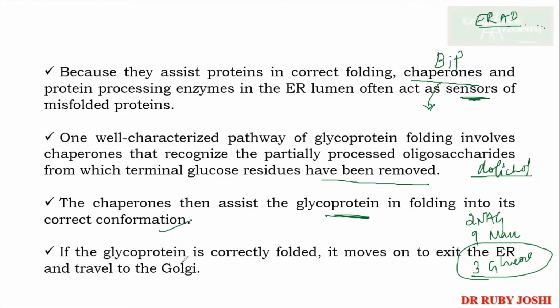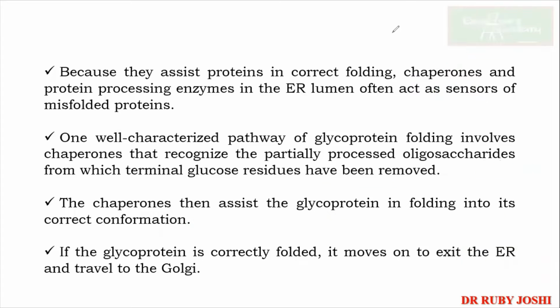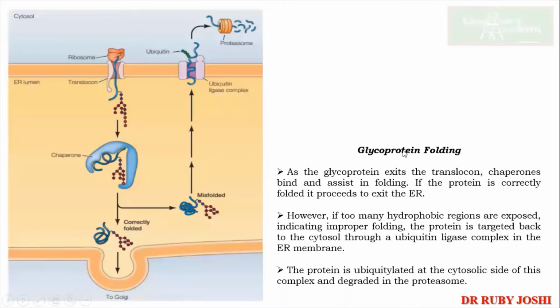Now, if the glycoprotein is correctly folded, it will go to the Golgi for further modification. We need to talk about how these proteins help. In the case of glycoprotein folding, as you see, the ribosomes are there, the translocons, so your protein is present over here. Then from the dolichol, the 14 sugar oligosaccharide has been transferred to your protein.